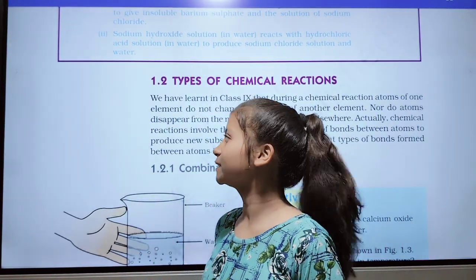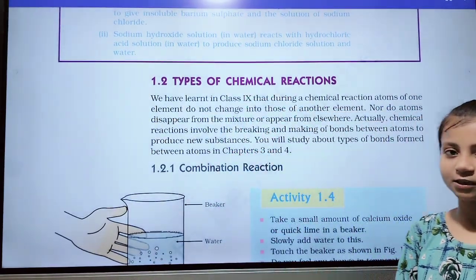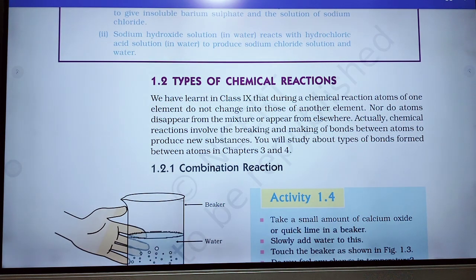So in this video we'll discuss the types of chemical reaction. We have learned in class 9 that during a chemical reaction, atoms of one element do not change into those of another element. It means the atoms of any one element cannot be changed into another element. Nor do atoms disappear from the mixture or appear from elsewhere.